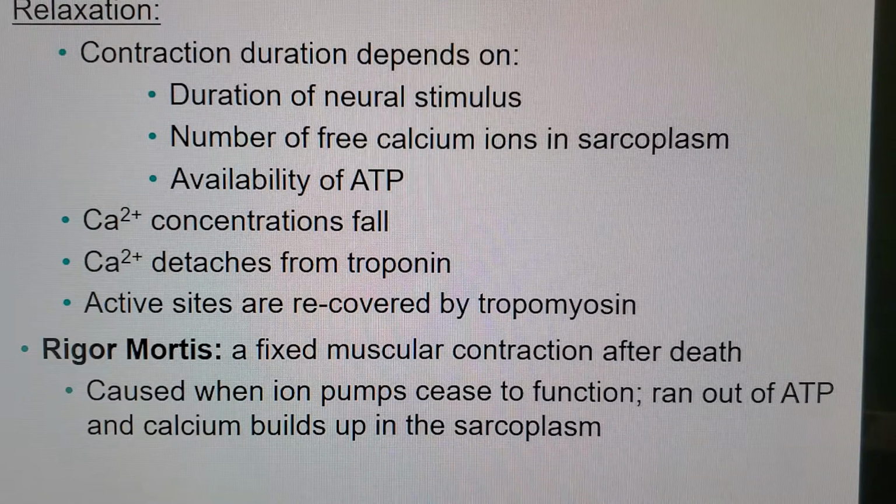Relaxation is passive. It does not require energy. The relaxation comes after the contraction. The contraction may last longer or less depending on the neural stimulus, the number of free calcium available in the sarcoplasm, and the availability of adenosine triphosphate.